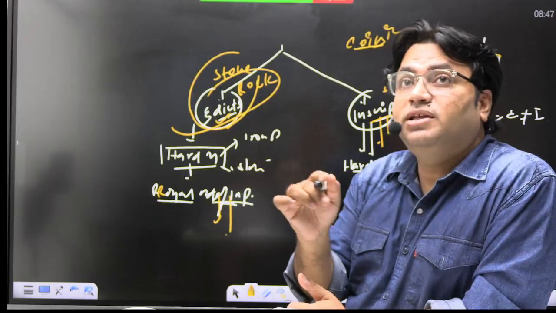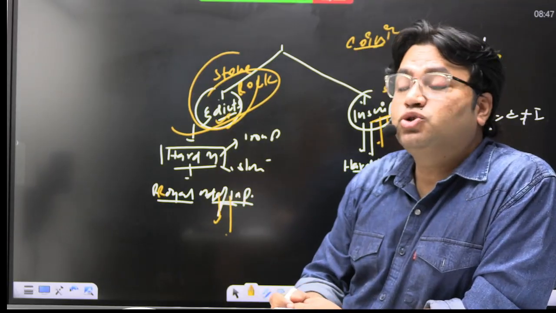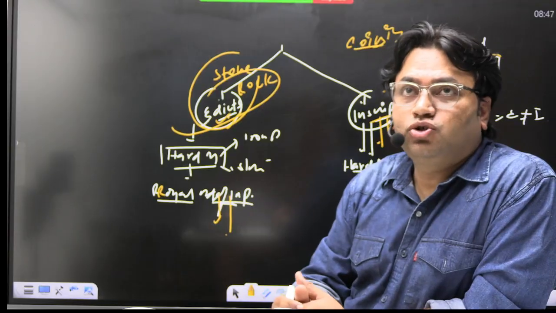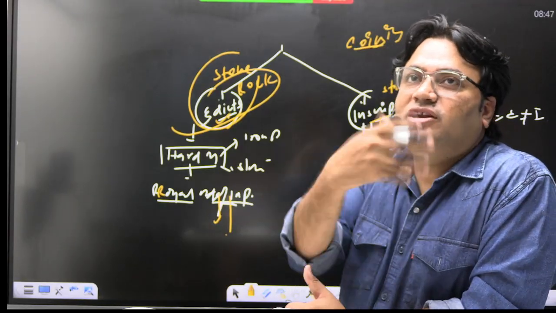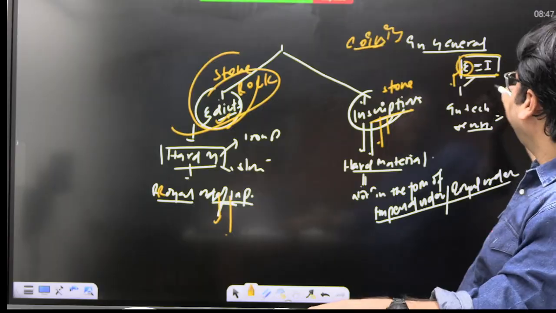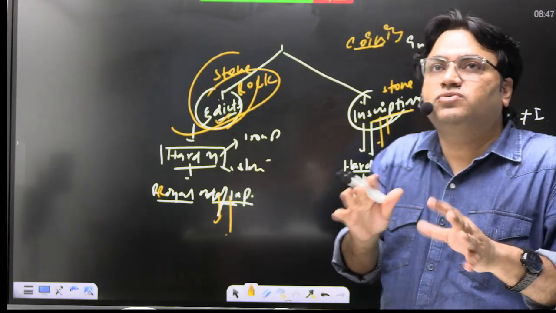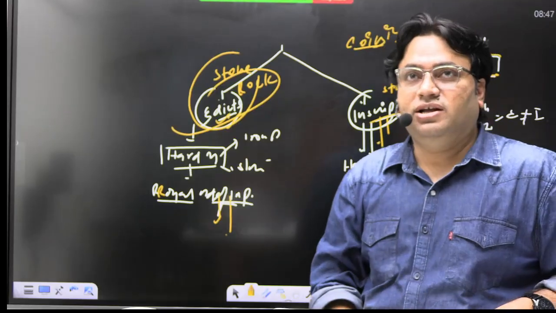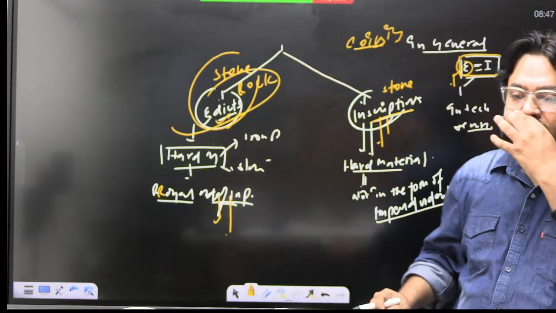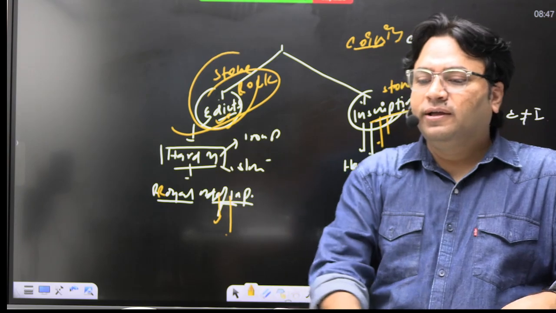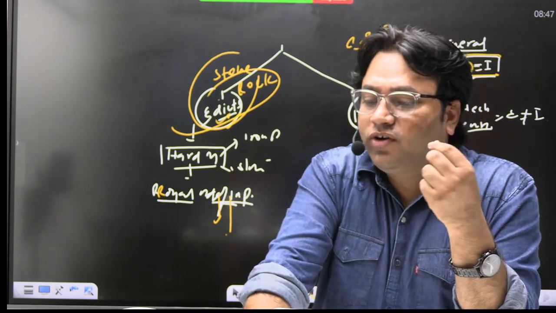For example, something that has been written on coins. The coin is released by the state, so obviously it will have an imperial value, but generally coins are known as coin inscriptions. We will not use the word coin edict. That would be wrong. Got it? Okay, I hope you have got it. So this is what an inscription is.